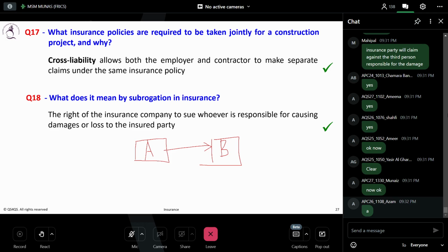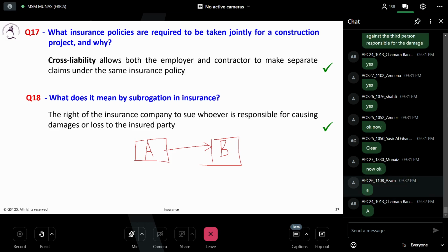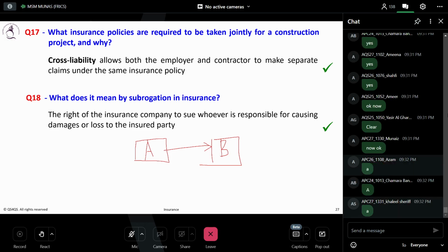Who's in default? A is in default. Okay, so what will happen? A has insurance A, and B has insurance B. This insurance A will cover the B damage, isn't it?